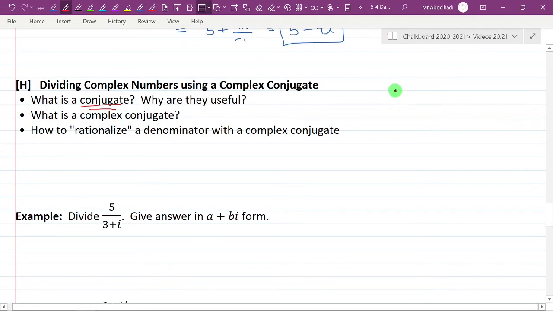Now we talked about conjugates when we did factoring. Like if we had a difference of squares, like x squared minus 4. That's the difference of squares. You get x plus 2, x minus 2. These were called conjugates. Conjugates were when you had a binomial and a binomial that were exactly the same. The only difference was one had a plus in the middle and one had a minus in the middle. Well, complex conjugates are the exact same idea, except there's an i in the mix here.